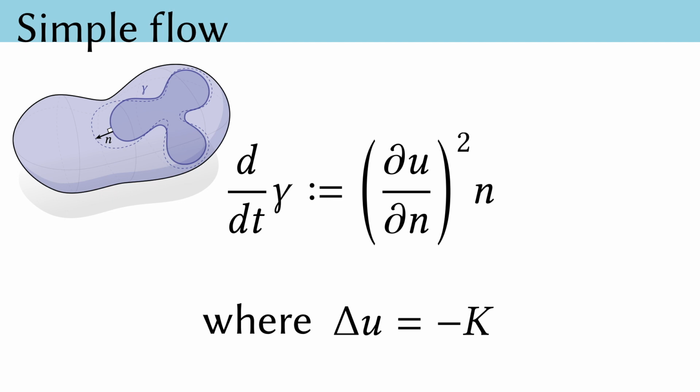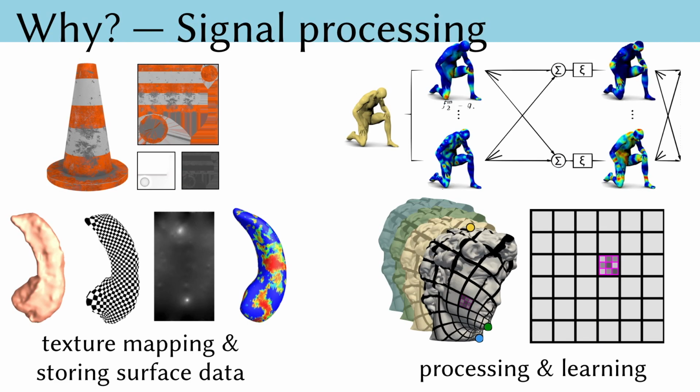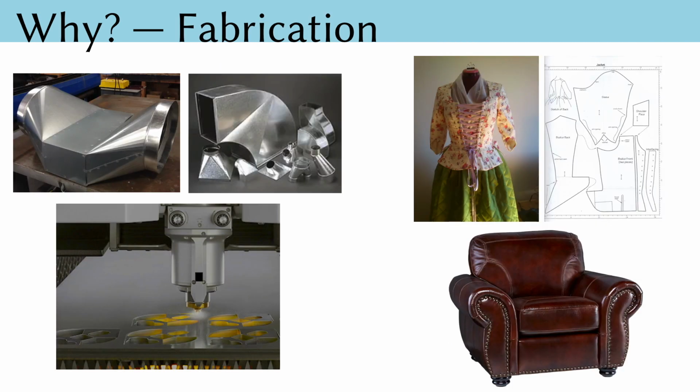Formulating this problem first in the smooth setting will yield an algorithm very different from previous approaches, which were geared towards texture mapping. The problem of surface cutting has many applications across geometry and graphics. Traditional techniques use cuts to store texture or other surface data in the plane, and then even apply signal processing or learning techniques on this data.